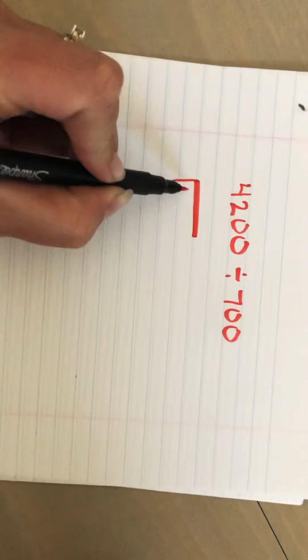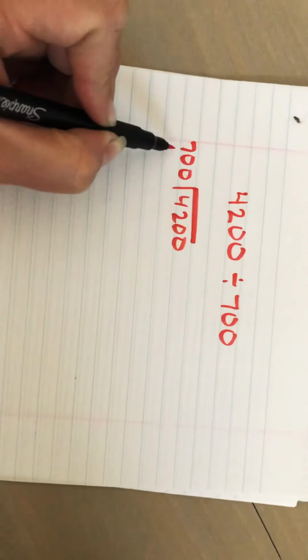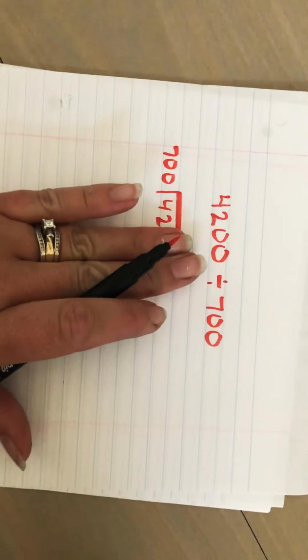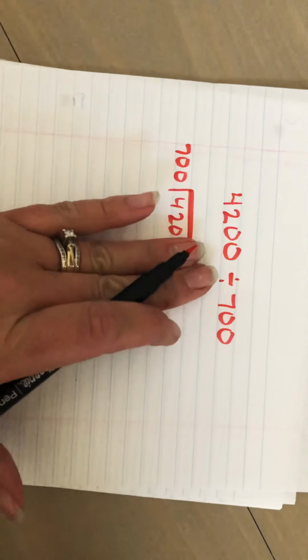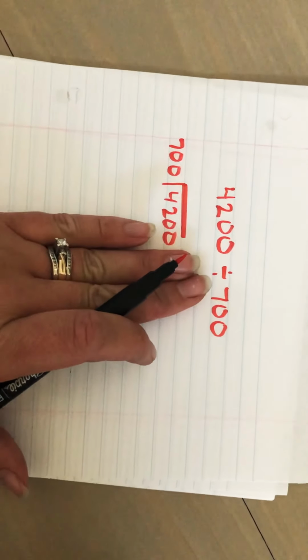We could do the long drawn out process. Right now it's easy because there's zeros, right? Can 700 go into 4? No. Can it go into 42? No. Can it go into 420? No. Okay. Can it go into 4,000? Yes. I don't know how many times though, right?